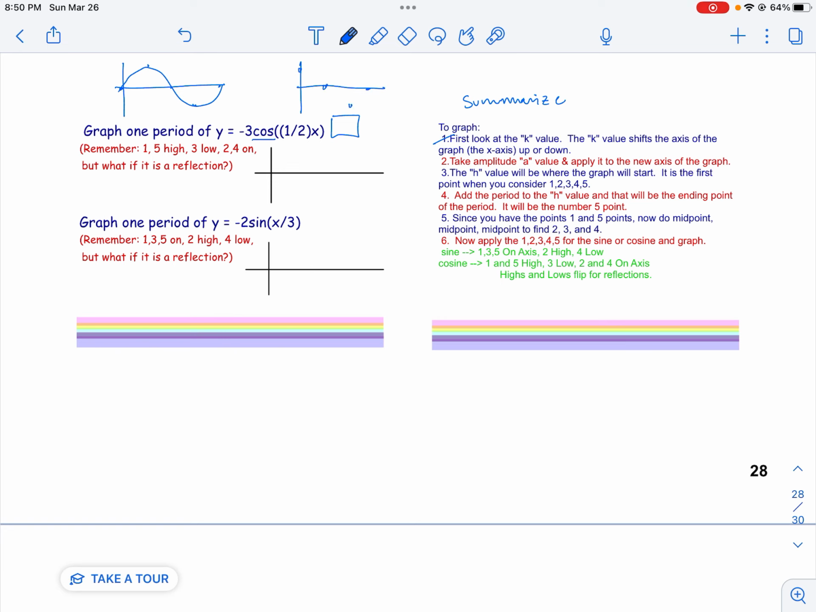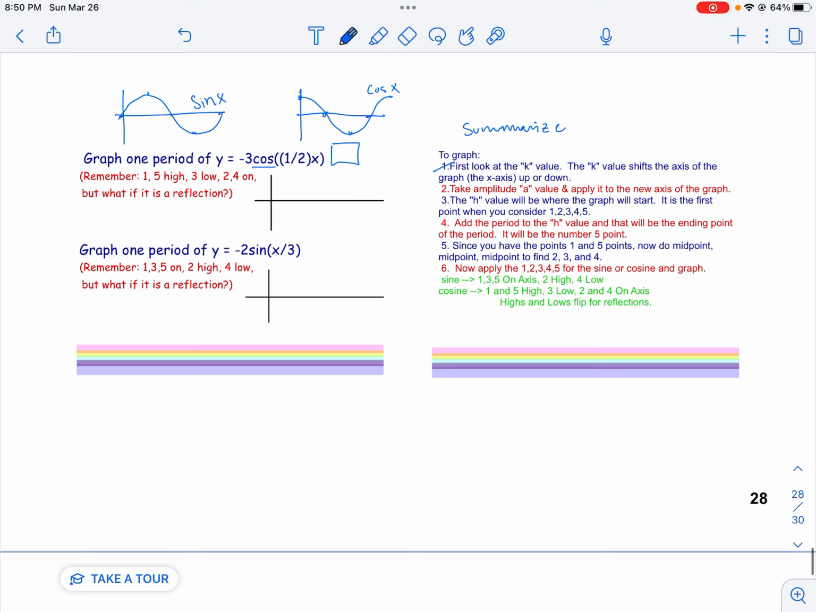this. I drew the sine curve before, sorry about that. Here's the cosine curve, and it has not been shifted up or down, so its axis is still right here at the x-axis, but it has been reflected and multiplied by a factor of 3. So I've got a reflection, and I've got a vertical stretch times 3. So what that means is that instead of reaching up to +1 and down to -1, its new maximum is going to be at 3, and the minimum is going to be at -3.